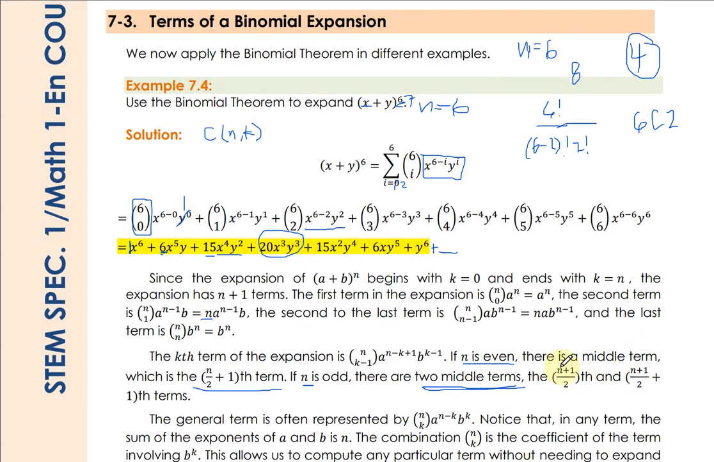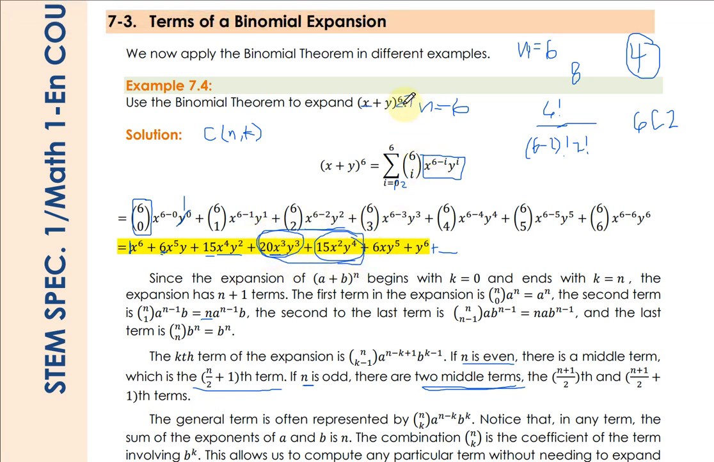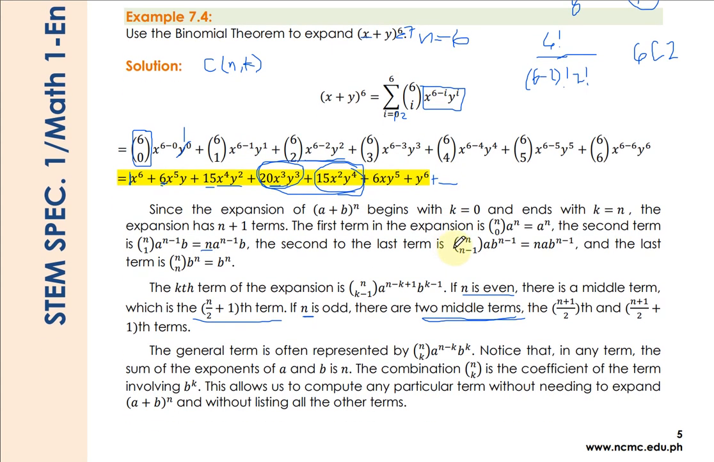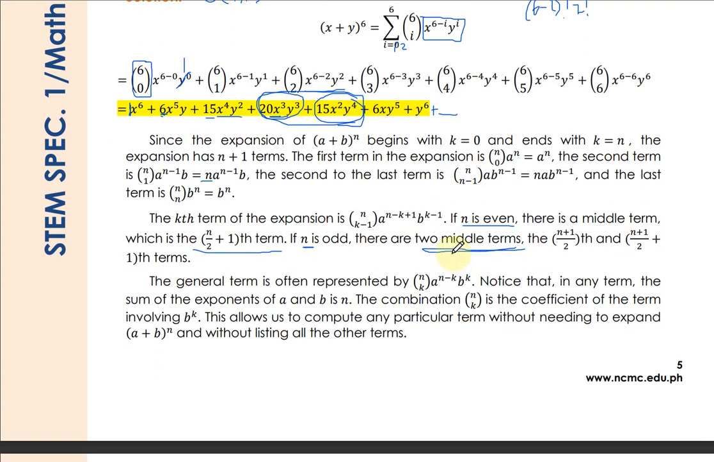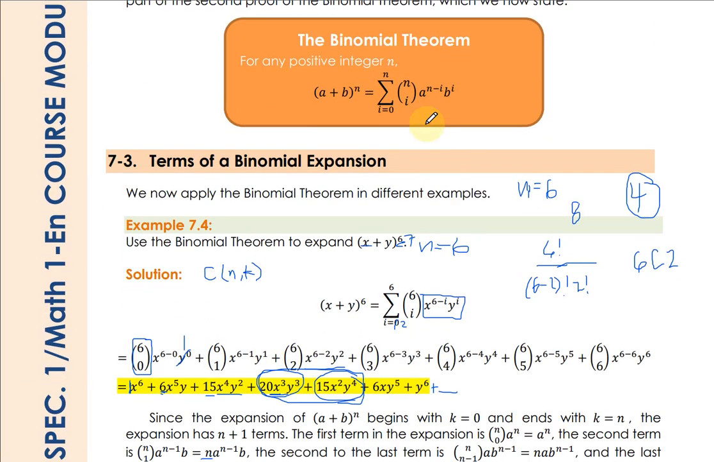So for example, 7 plus 1 is 8, 8 divided by 2 is 4. So the fourth term, then 4 plus 1, so the fifth term. These are the two middle terms if our n is equal to 7. Okay? So the general term is often represented by this one, and that is just similar to the given formula.